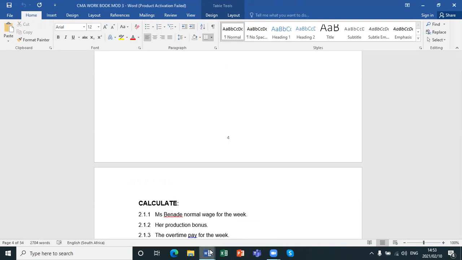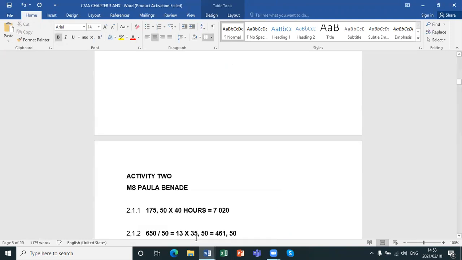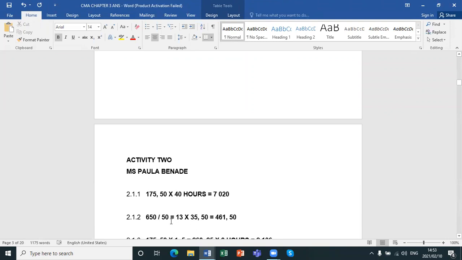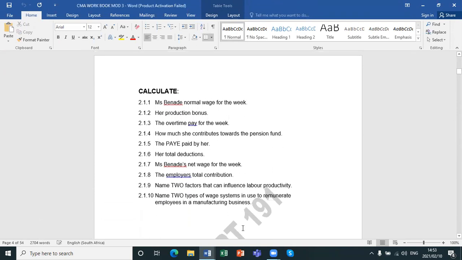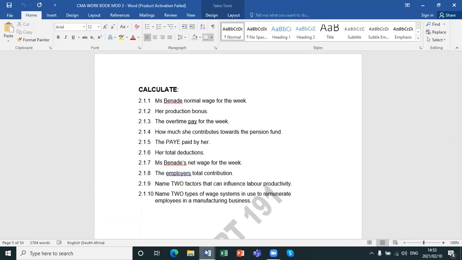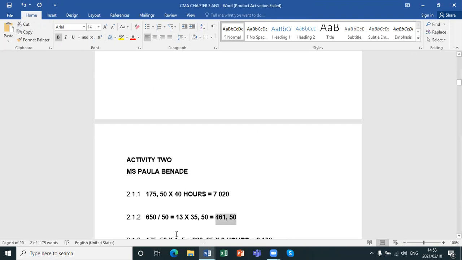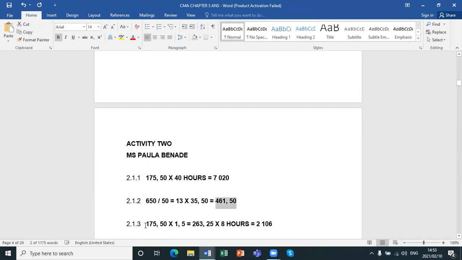Let's look at the next question. A production bonus. Remember, she doesn't get it for every unit, but for every 50 units. So you take the total divided by 50, which gives you 13, and that's the number of times she gets the amount, and that's the total she gets. Let's go to 2.1.3. They want you to calculate the overtime pay. Remember, she worked 8 hours overtime. So you first take the normal rate times 1.5. That's the overtime rate, not the overtime. Now you take that multiplied by 8 hours, and there's the overtime pay.